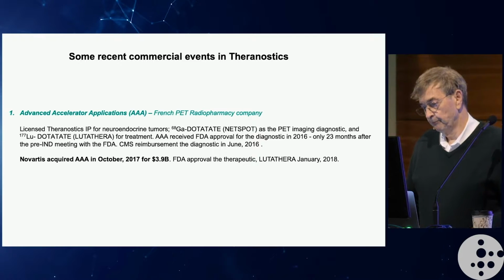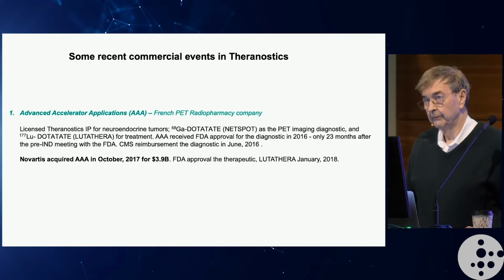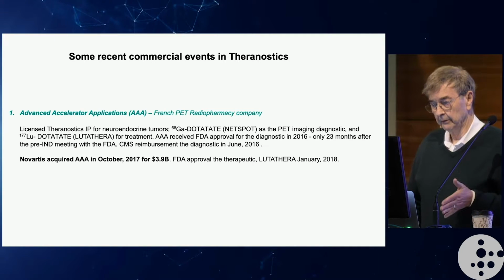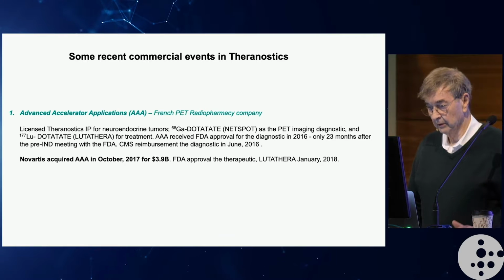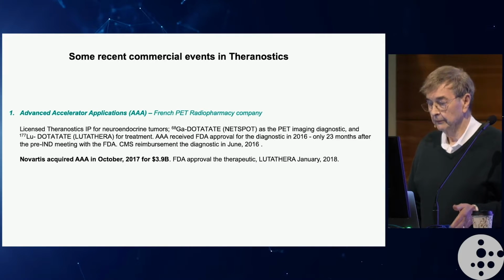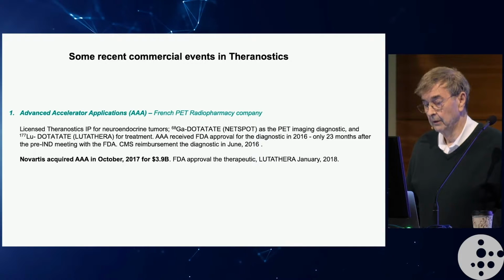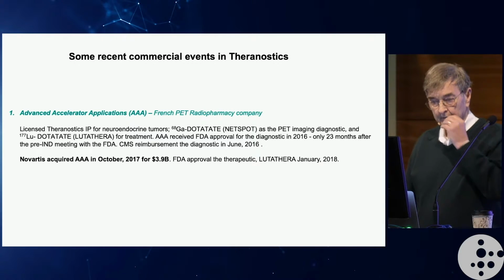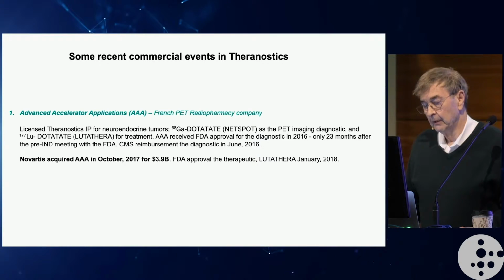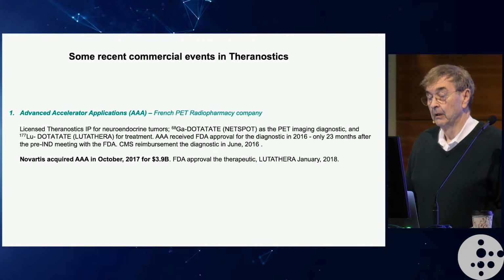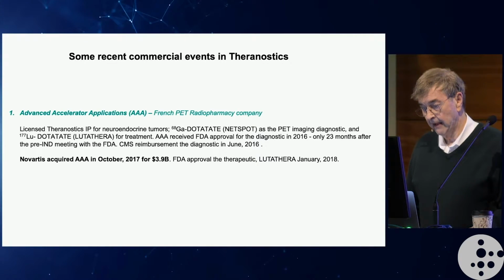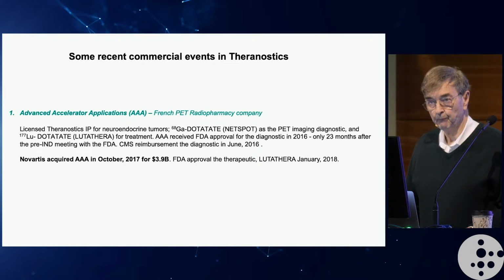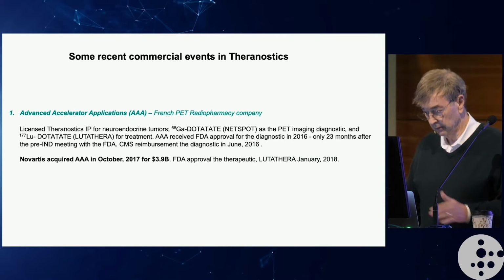Now, interestingly, only 23 months after the pre-meeting with the FDA, the diagnostic was reimbursed rather quickly. CMS began their approval, reimbursement in June 2016. Novartis acquired AAA in October 2017 for $3.9 billion, and the FDA approved the therapeutic in January 2018. So all of these dates move quickly.